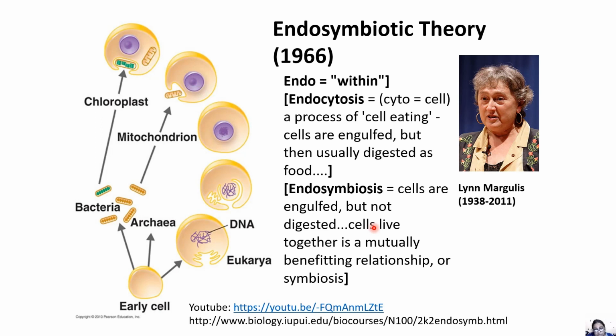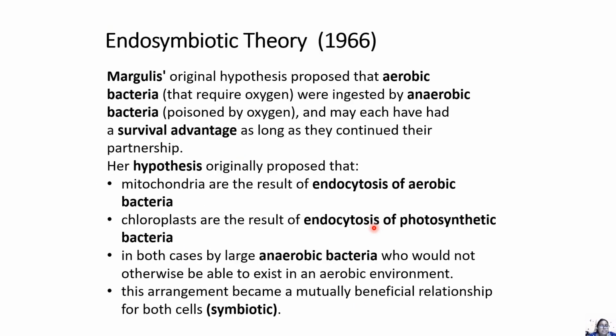Numerous lines of evidence exist, including that the mitochondria and chloroplasts have their own circular DNA. Prokaryotes have their circular DNA. Mitochondria and chloroplasts have a double membrane. The inner membrane would have initially been the ingested prokaryote, single membrane, and the outer membrane initially would have come from the cell that engulfed it. Then the mitochondria and chloroplasts have the 70S ribosomes, and so on and so forth. So this is the endosymbiotic theory.